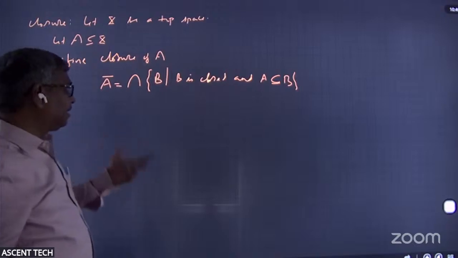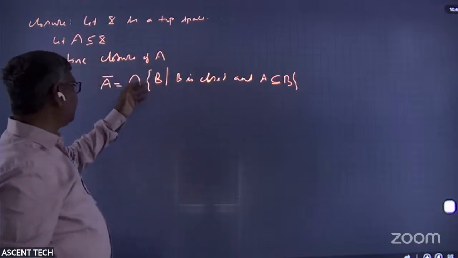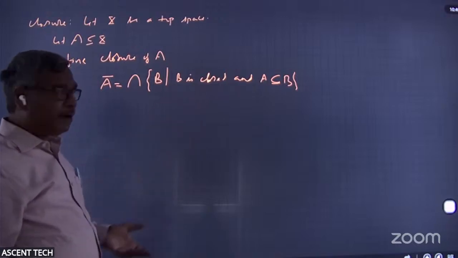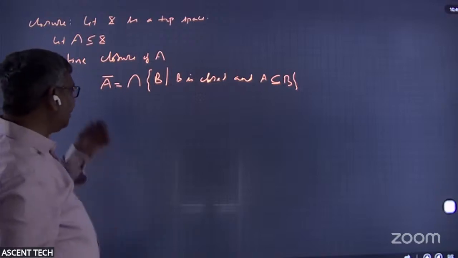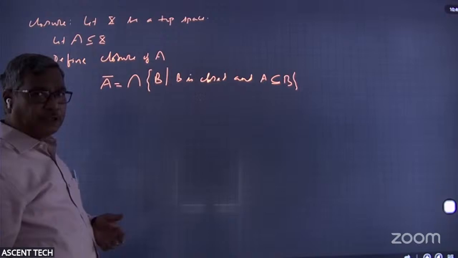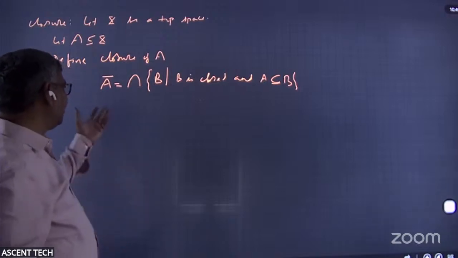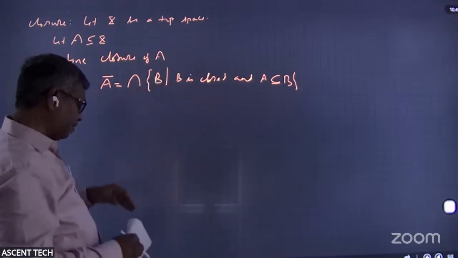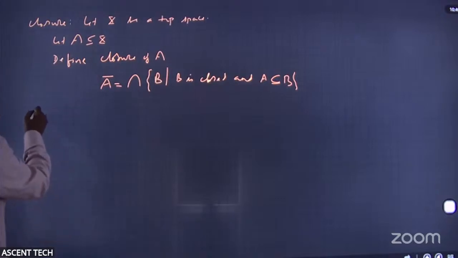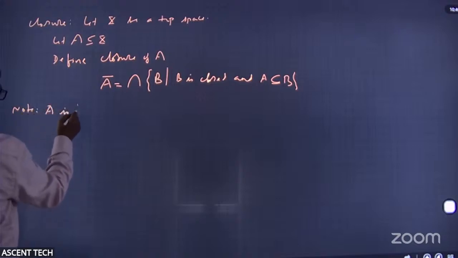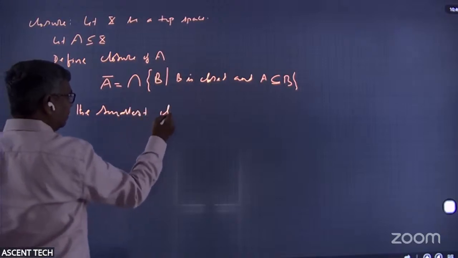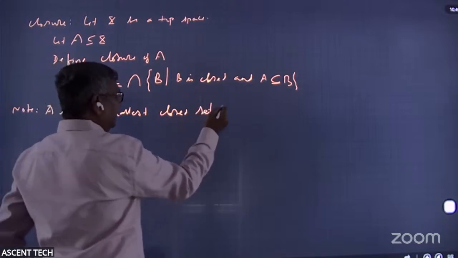Of course, as an arbitrary intersection of closed sets is closed, this intersection is closed. So A bar is a closed set, and it contains A. Not only that, it's very easy to see that A bar is the smallest closed set that contains A. If any closed set contains A, it is going to figure in this collection, and the intersection is A bar. So the observation is that A bar is the smallest closed set that contains A.